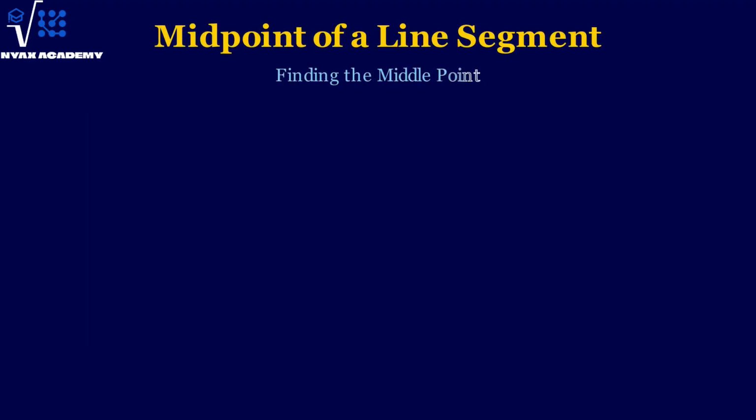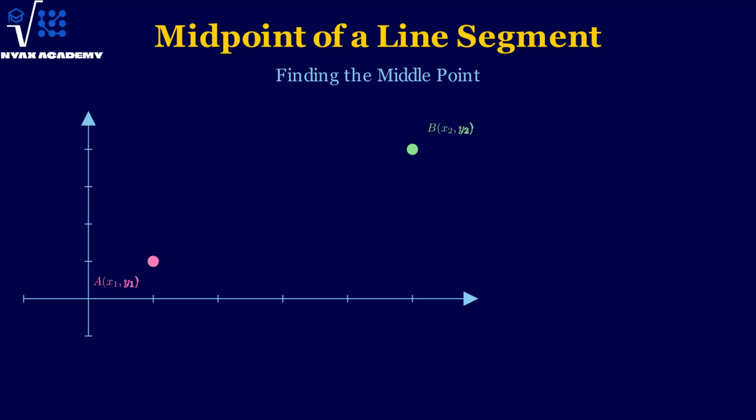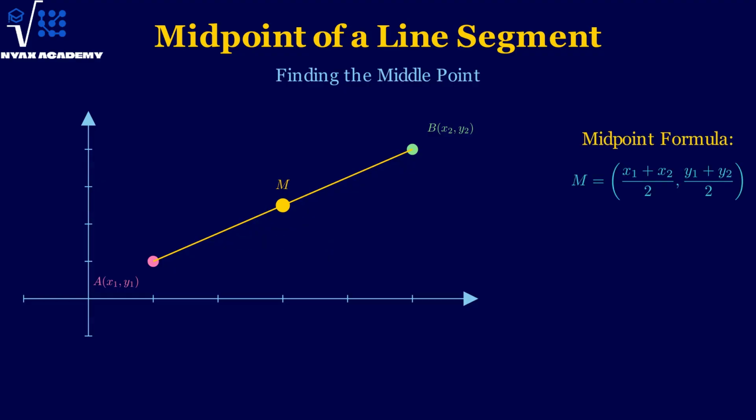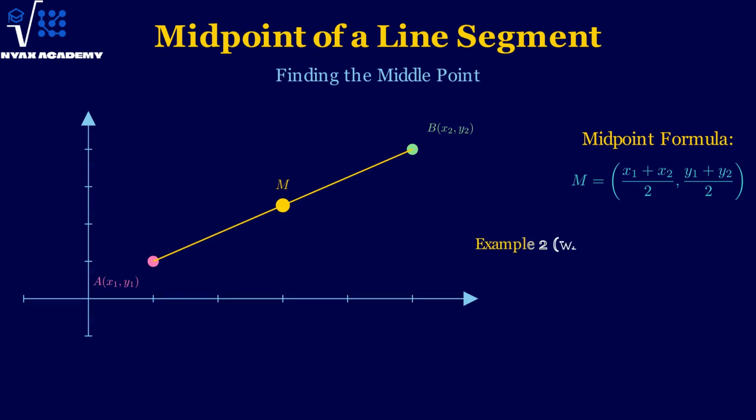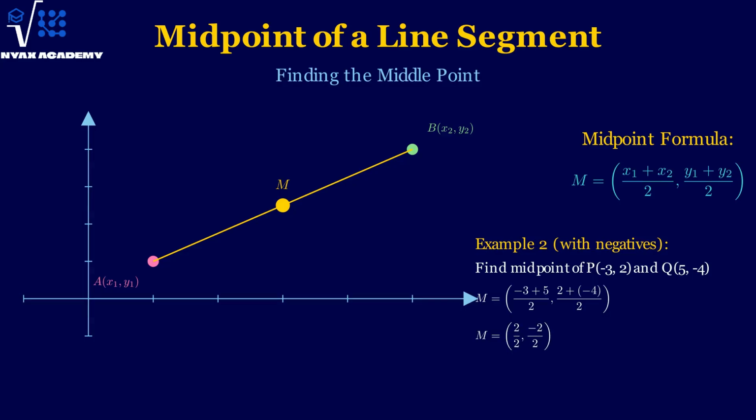Now for finding the midpoint of a line segment, we have our points A, B, and we have to find the midpoint M, which has equal distance from A and B. We use our formula: M equals ((x1 plus x2) over 2, (y1 plus y2) over 2). For example 1, let's find the midpoint of A and B, and we use our formula, which results in M (4, 6). Looking at example 2, we have to find the midpoint of points P and Q, and we use our formula and we get M equals (1, -1).